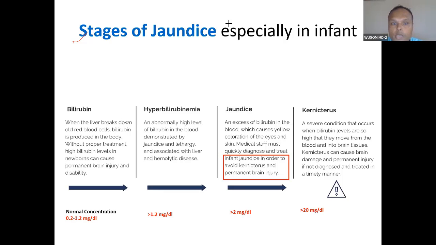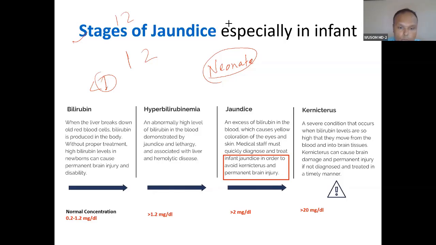So these are the stages of jaundice in neonates, because we focus more on congenital things. You can see normal bilirubin is less than 1, and hyperbilirubinemia is more than 1.2. So you can remember 1, 2. More than 1.2 is hyperbilirubinemia. Less than 1.2 is normal.